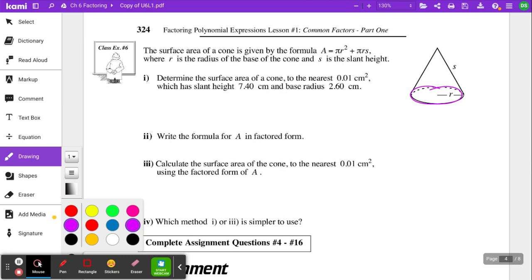Okay. It says determine the surface area of the cone to the nearest 0.01, that's hundredth of a squared centimeter, if it has a slant height of 7.4 and a base radius of 2.6. We can do this. So you take your A, you put in your pi, your radius squared is 2.6, we're going to have to square it. Then plus pi times the radius times the slant height, which is 7.40. You know what I'm saying? So go ahead and use your calculator and tell me what you get.